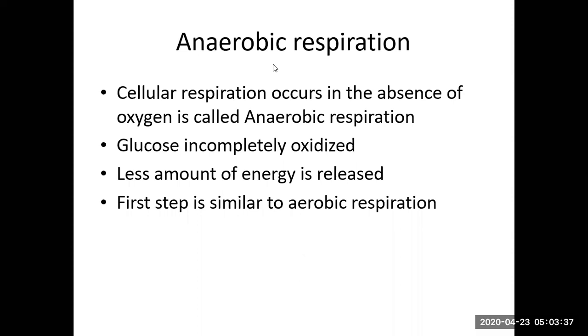So what exactly is happening in anaerobic respiration? Glucose is incompletely oxidized. It means that it is not completely broken down into carbon dioxide and a lot of energy in the form of 36 ATPs. Hence, less energy is released, and only 2 ATPs are produced in anaerobic respiration. The first step is very similar to aerobic respiration, in which the glucose molecule is broken down into 2 molecules of pyruvic acid. The 6 carbon compound glucose is broken down into 3 carbon compound pyruvic acid.